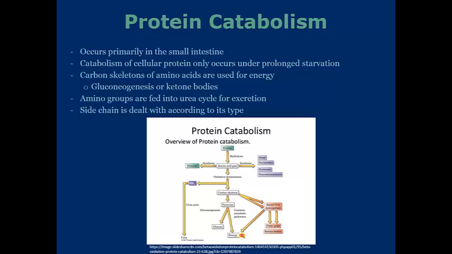Side chains are dealt with according to their type. So again, if you remember, there are 20 different types, and what those side chains are is going to dictate what happens to them in the end. Alright, so that was a hard and fast look at lipid and amino acid metabolism. That'll round out our discussion of metabolism.